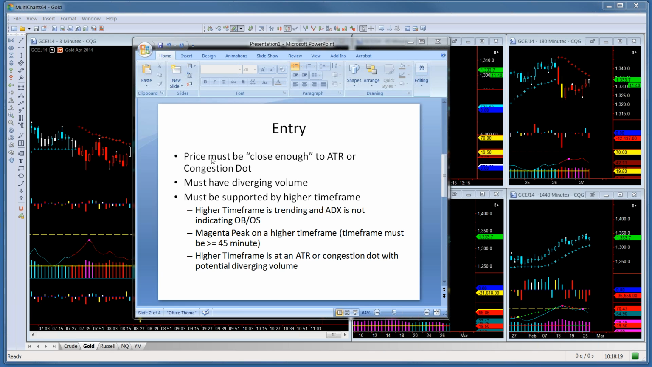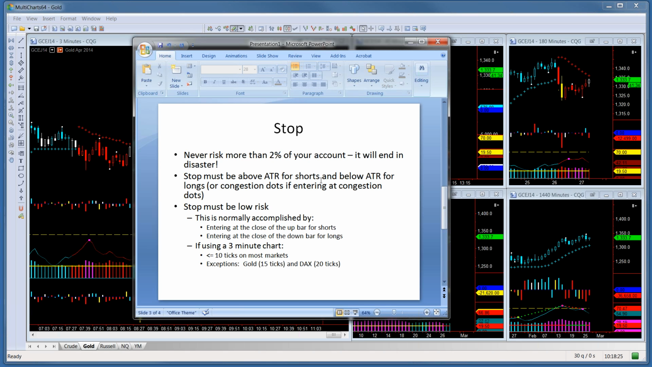Okay? This generates your entry, guys. Once you're in the trade, then you have to set your stop. You can never ever risk more than 2%. It will only end in disaster. The reason you're doing it is you're thinking, oh, but I can make so much money. The way I see it, I've got to protect my account at all costs.